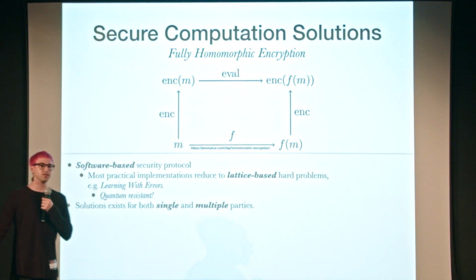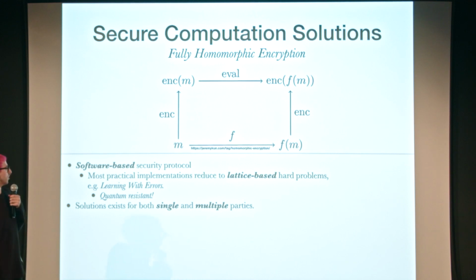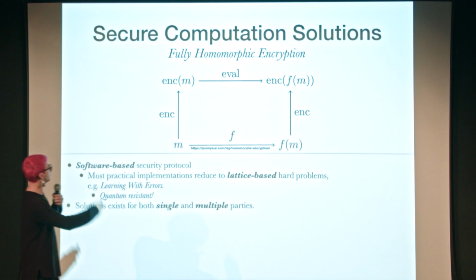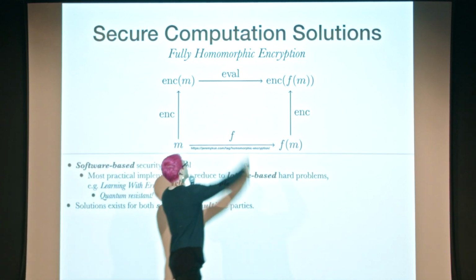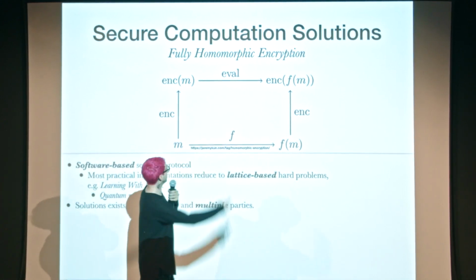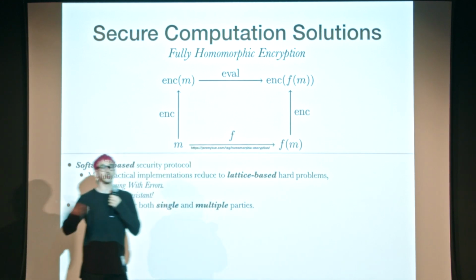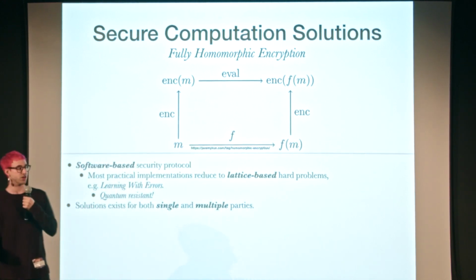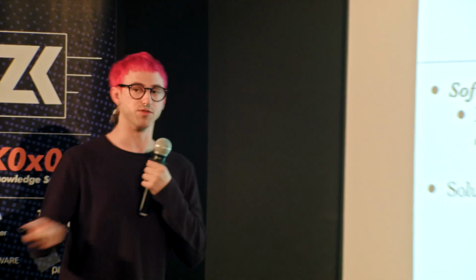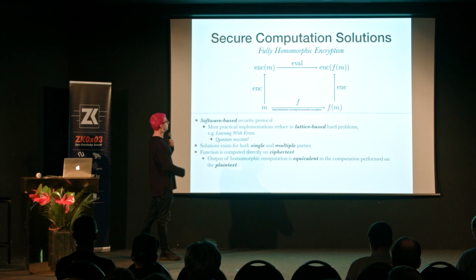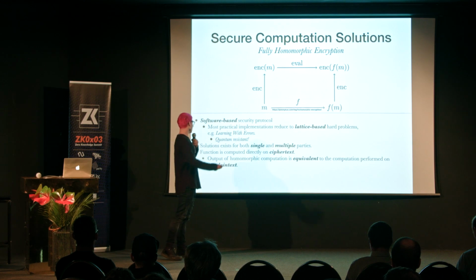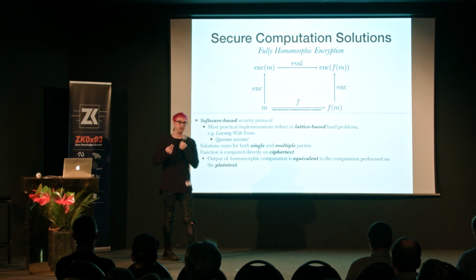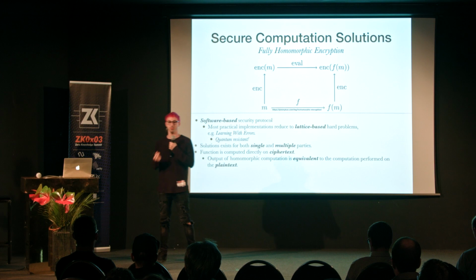So FHE solutions exist for both single and multiple parties, which means we can have a single person. When we have this in our diagram here, we can perform a function, like a circuit evaluation. We can have a single party perform that function, or we can have multiple parties perform that function, in which case that would be something called multi-key FHE. In fully homomorphic encryption, the function is computed directly on our ciphertext. It's not computed on the plain text.